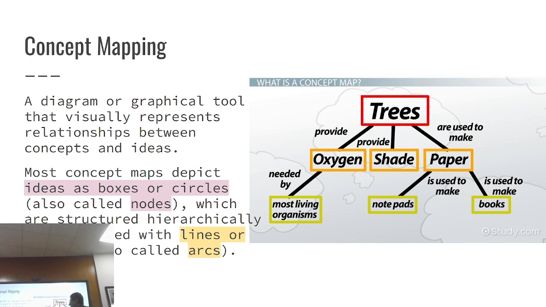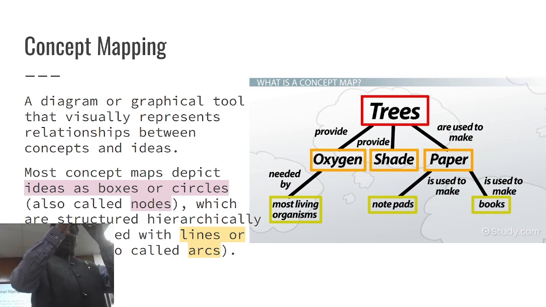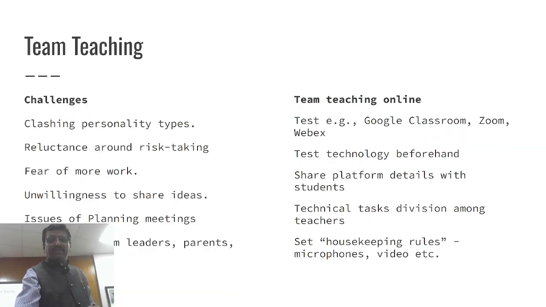Oxygen is needed by most of the living organisms. Most of the living organisms are dependent on oxygen. This concept and this concept are connected by a line with a process. Like trees are provided. Trees are used to make paper. Paper is used to make notepads. Paper is used to make books. So those dots where it is intersecting are called nodes. Lines are used and description is given.